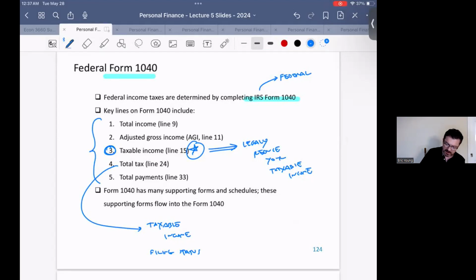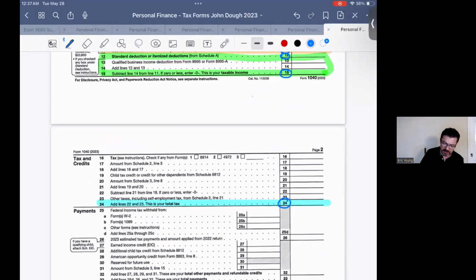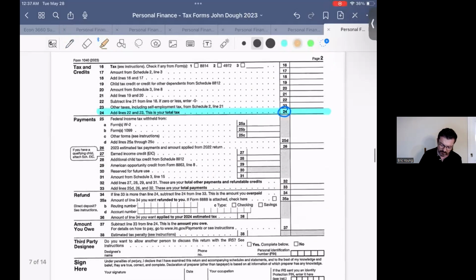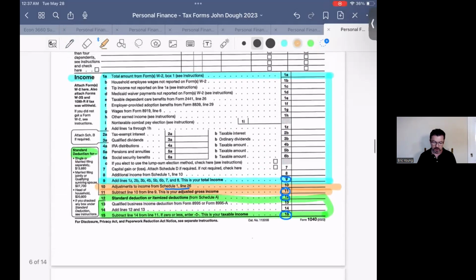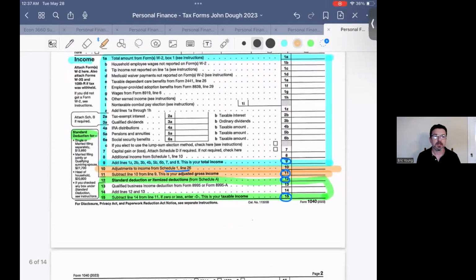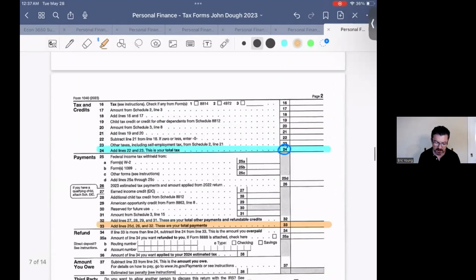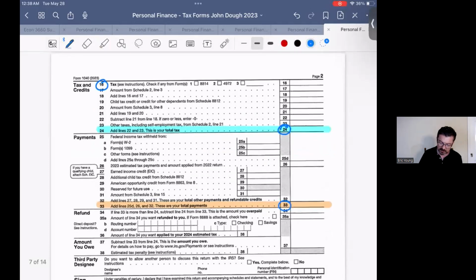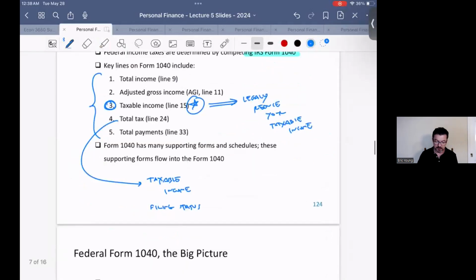And then your final one is line 33, and line 33 are your total payments. So if you think about it, lines 1 through 9 show you your income. Lines 10 and 11 reduce it. Lines 12 through 15 reduce it even more. Line 15 is your taxable income. That's the basis for any tax that you owe and your total tax. And then you have payments that you're making, generally through your boss's withholding. Those are your payments. And once you have those, then you're done.